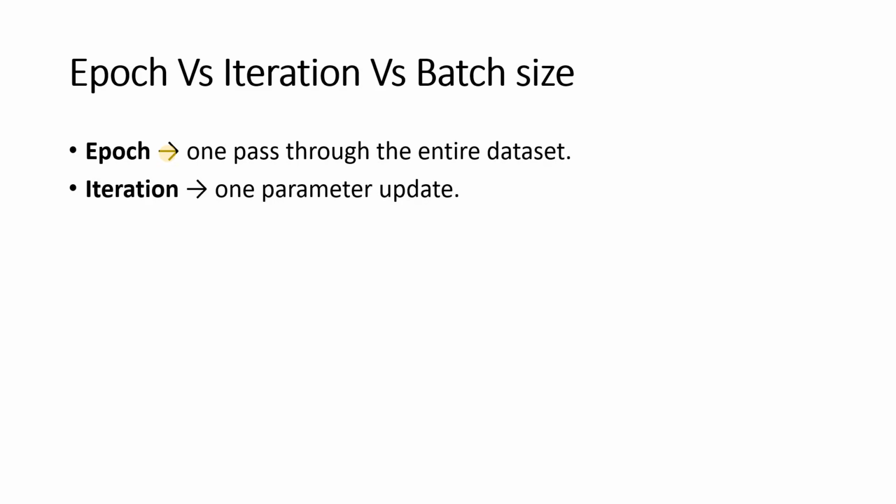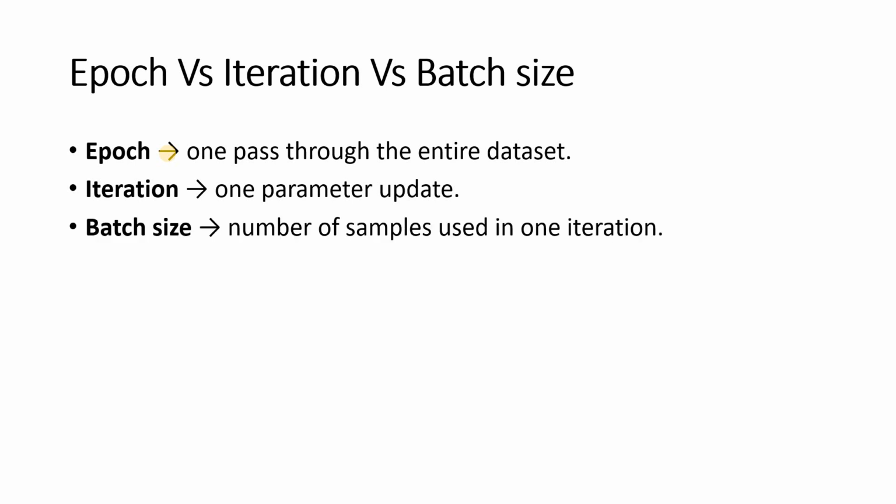Say in the previous equations we have seen w and b. One iteration refers to the updation of w and b. And finally, the batch size is the number of samples used in one iteration.